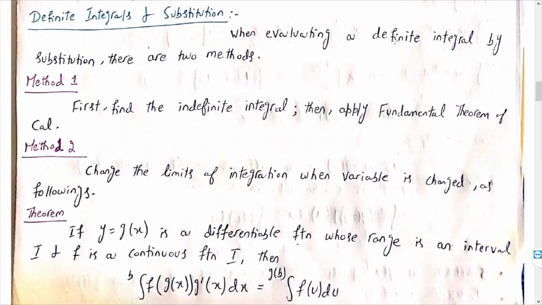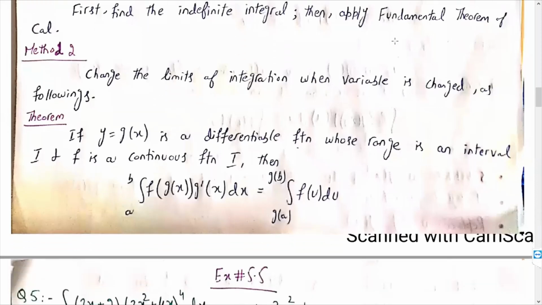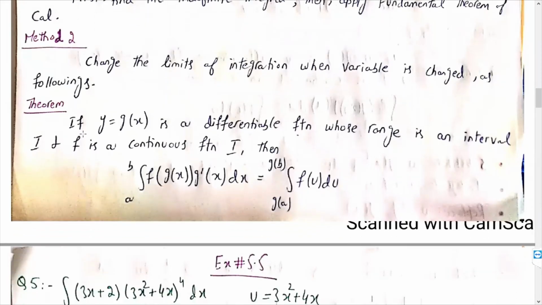The advantage of the second method is that we do not need to undo the substitution. In the second method, we compute the definite integral directly, adjusting the limits of integration after the substitution. So we will follow this theorem, which says that if y equals g of x is a differentiable function whose range is an interval I, and the function f is continuous on the interval I, then the integral from a to b of f of g of x times g dash of x dx is equal to the integral from g of a to g of b of f of u du.